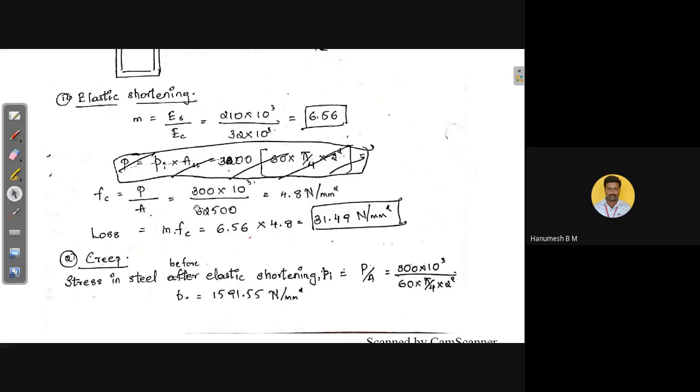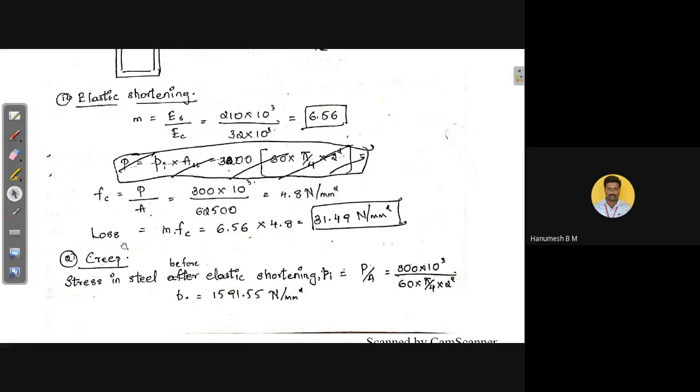Pre-stressing force ಎಷ್ಟಿದೆ? 300 kilonewton ಇದೆ. So 300 into 10⁻³ divided by the area of the concrete 62,500 mm square, which is equal to 4.8 Newton per mm square. Say this is the stress in concrete at the level of steel. Now FC is equal to 4.8 Newton per mm square.